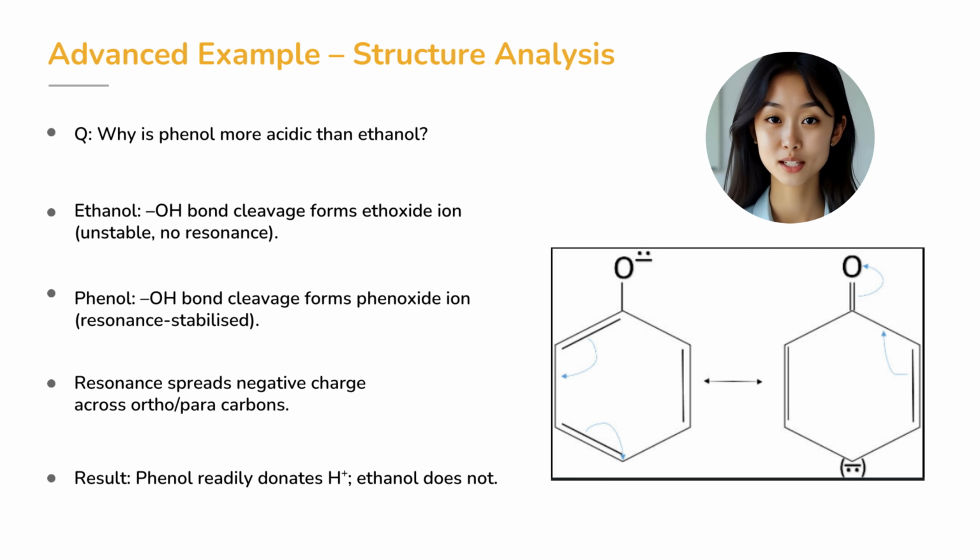But in phenol, losing a proton gives the phenoxide ion. Thanks to resonance, the negative charge spreads across the benzene ring, especially at ortho and para carbons. If you draw the resonance structures, you'll see multiple forms stabilizing the ion. That's why phenol gives up its proton more readily, written as C₆H₅O⁻ plus H⁺. So the key difference lies in structural stabilization of the conjugate base. Resonance makes phenol acidic, while ethanol stays neutral in comparison. This type of reasoning is often asked in exams, so make sure you can explain it step by step.